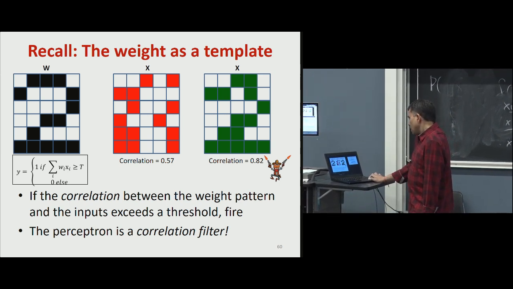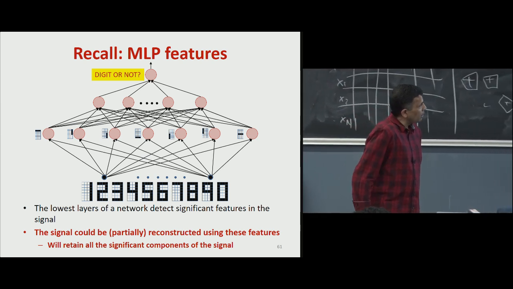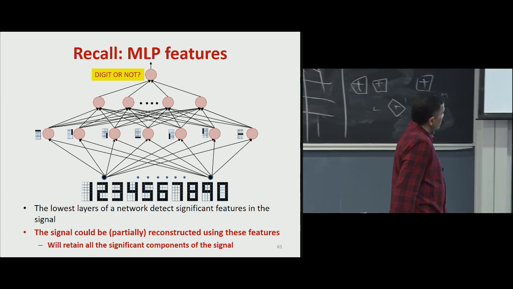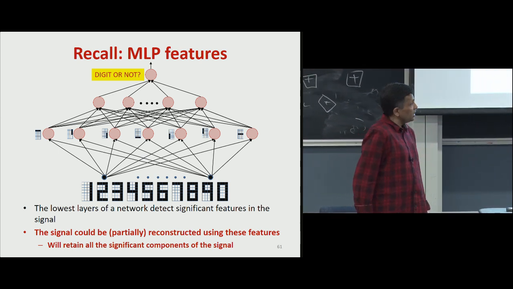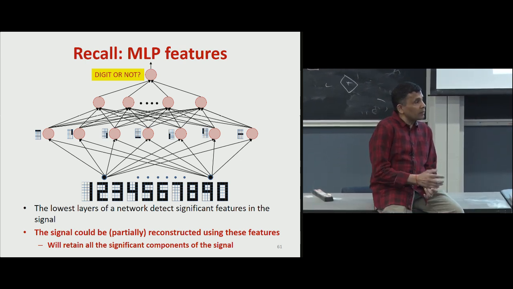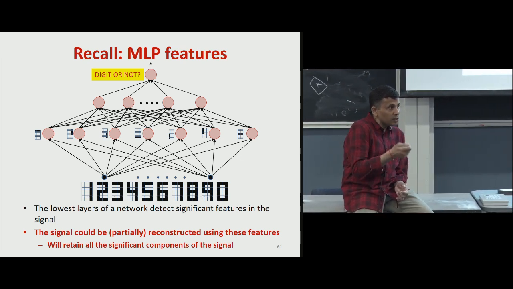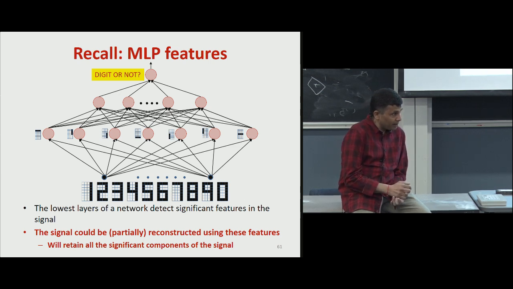Now, in an MLP, going back to what we have always been discussing, the lowest layer captures all of the significant features in the input, and the subsequent layers actually work off those features. Each neuron is a feature detector, right? It detects a specific kind of pattern. And literally, the weights of the neuron tell you what pattern it's looking for.